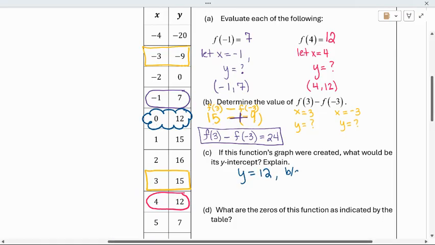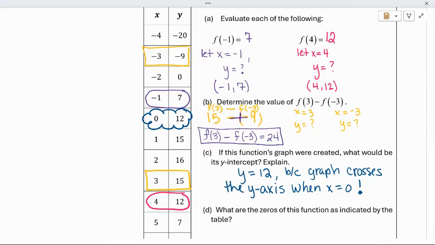Why? Because the graph crosses the y-axis when x equals 0. That is why. That is so important. So you're able to identify the y-intercept without a graph. You just look for the place where x is 0, okay? Really important.